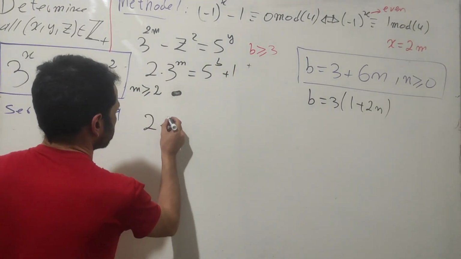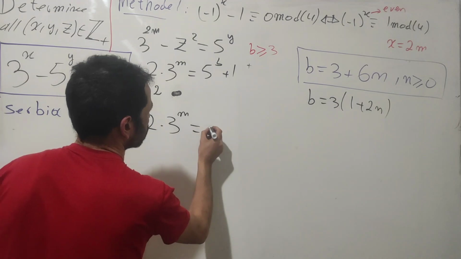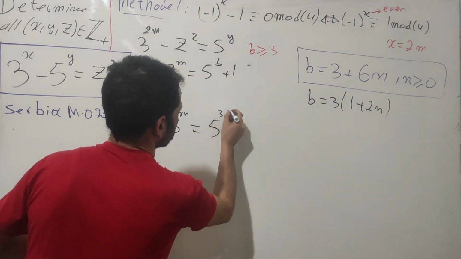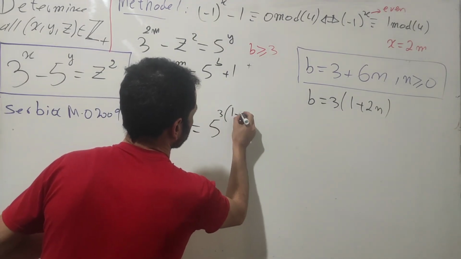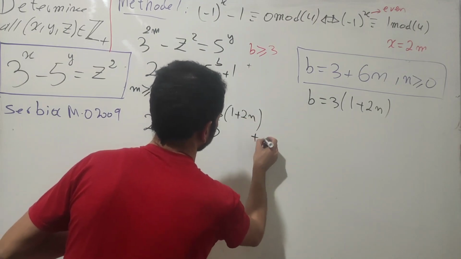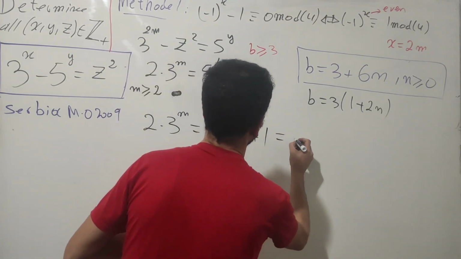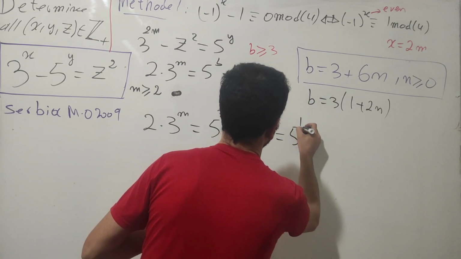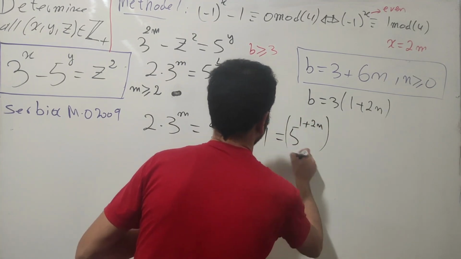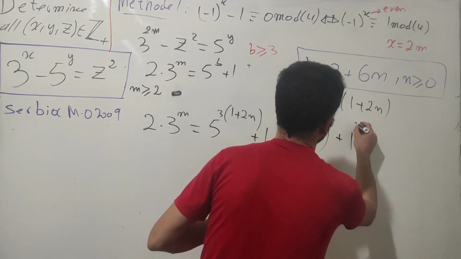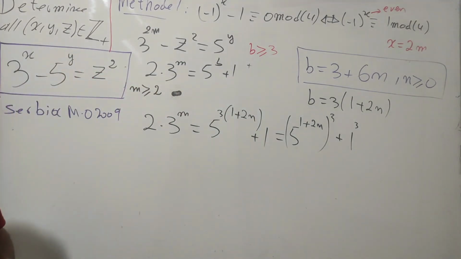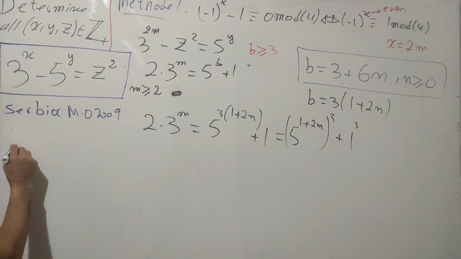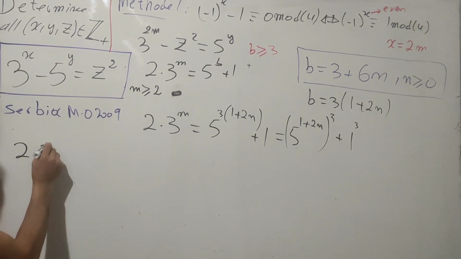So you get 2 multiplied by 3 to the m, which equals 5 to the 3 multiplied by 1 plus 2n, plus number 1. Okay, this one is going to be written in the form of (5 to the 1 plus 2n) all raised to the 3, plus 1 to the 3. I'm going to factor that out since we have a sum of 2 cubes. So I get the following.